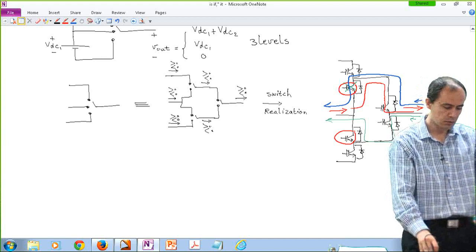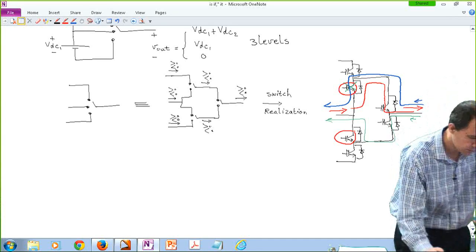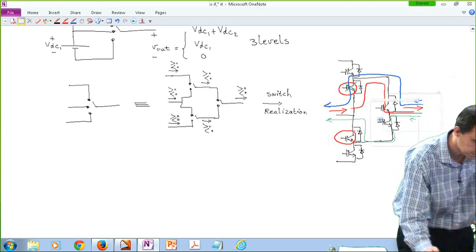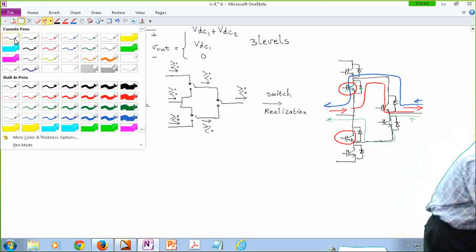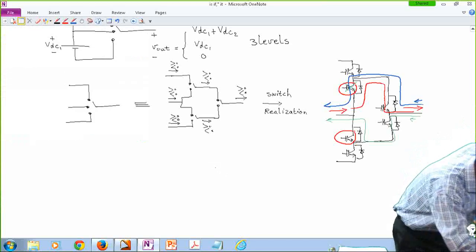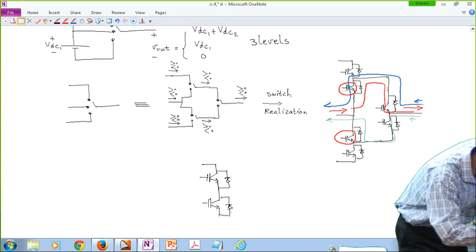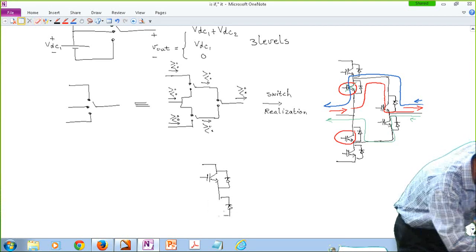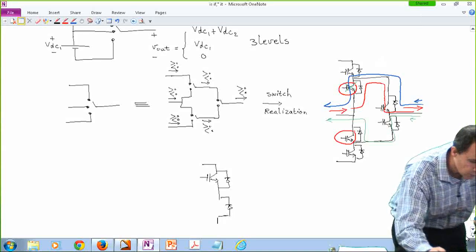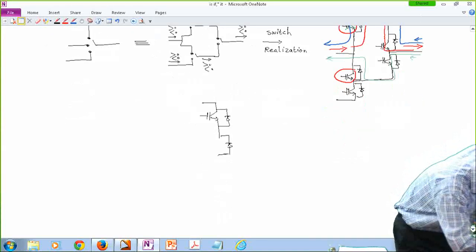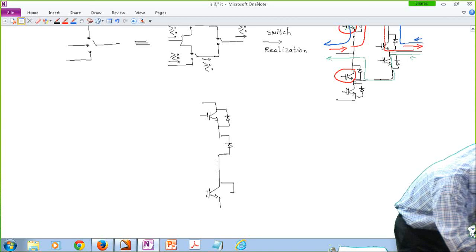You can make a similar argument with, let me redraw this. Redrawing this takes forever. Let me do it again really quick. So we just argue that we don't really need this guy at all. What about the bottom one? So I'm going to make an argument about why we don't need this transistor that I just drew.